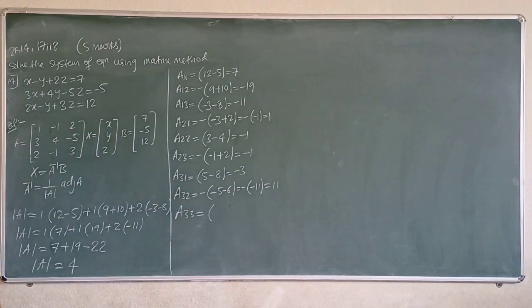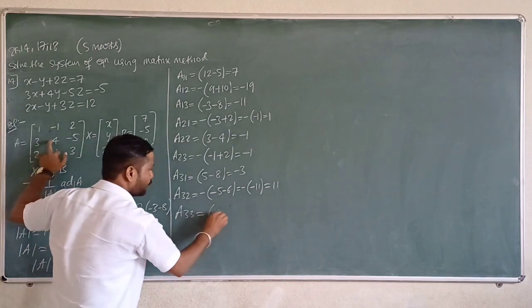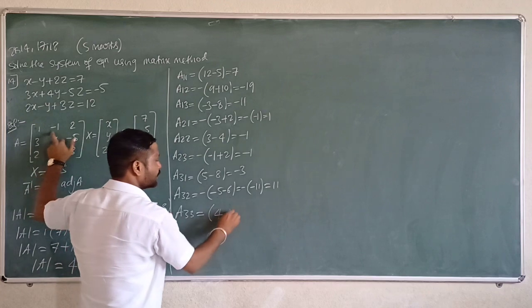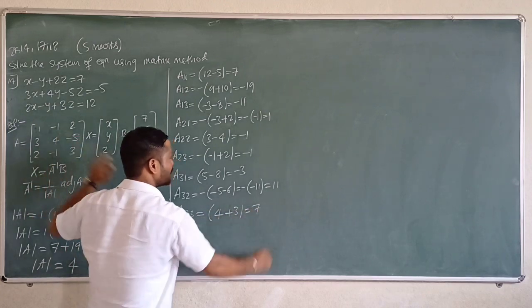Delete third row, third column. Third row, third column. Then 1 4s are 4. Okay. 1 4s are 4. Plus into minus, minus. Minus into minus, plus. 3 1s are 3. 4 plus 3, 7 now. Okay.